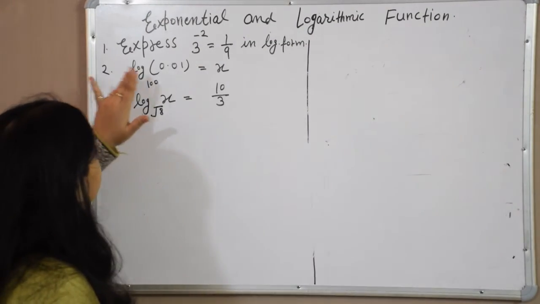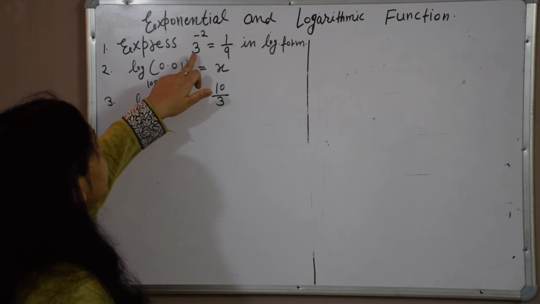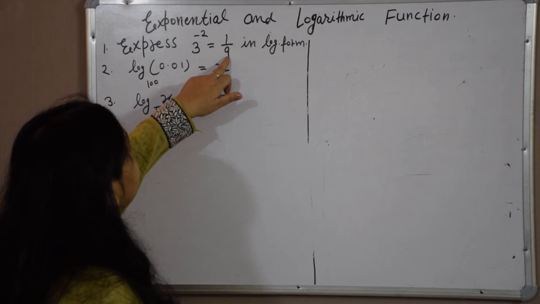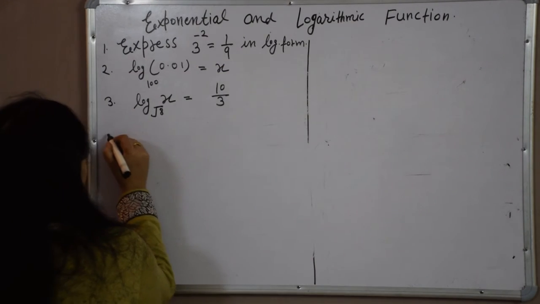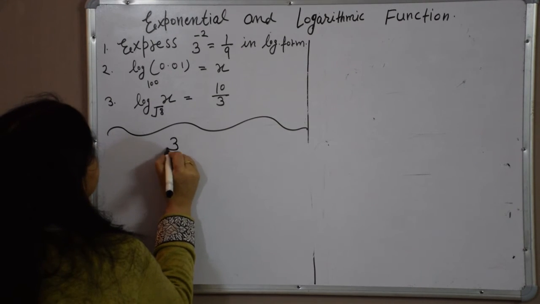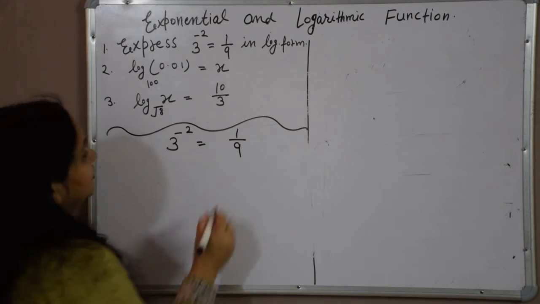Now we will take some more questions. First question is: express 3 raised to power minus 2 is equal to 1 by 9 in the logarithmic form. We have to convert 3 raised to power minus 2 is equal to 1 by 9 in the logarithmic form.